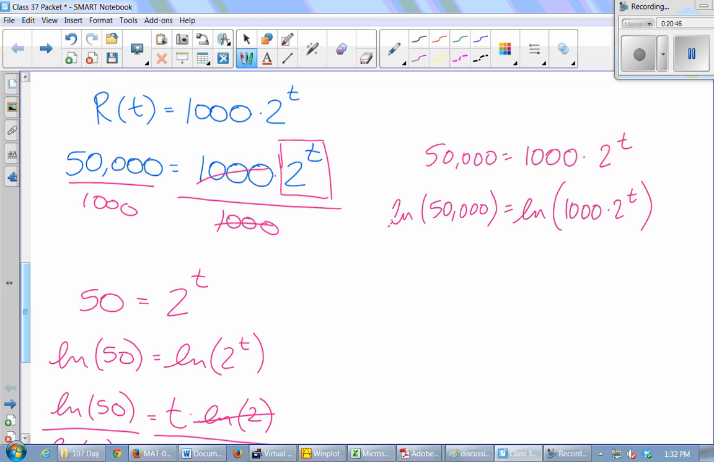Yes, that's the log of a product, 1,000 times 2 to the t. And when you take the log of a times b, that becomes log of a plus log of b. Remember that from last class? So I could still do this. This would become ln of 1,000 plus the ln of 2 to the t.